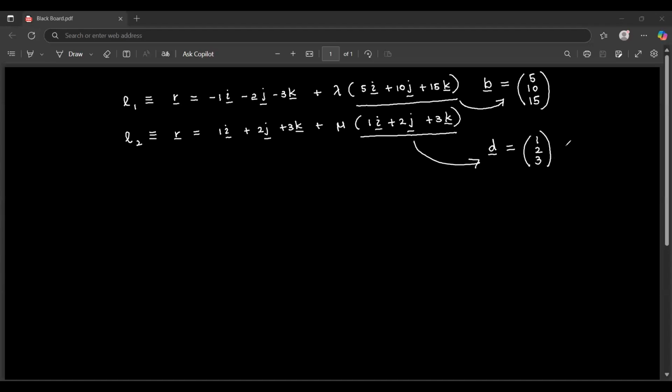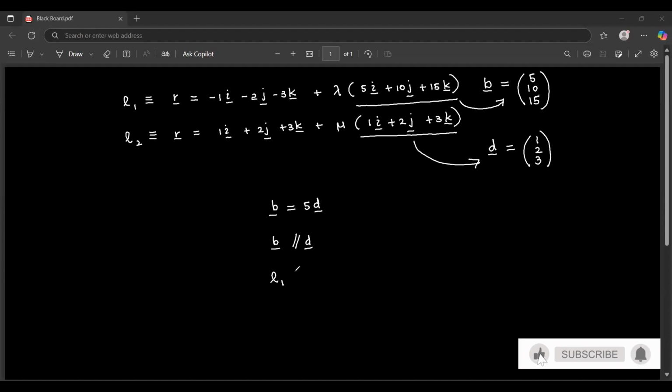And this can be given as a multiple of D. So I can prove that B is equal to 5D. Therefore, I can say B is parallel to D, which means L1 is parallel to L2. End of discussion. Now we are going to understand coincident lines.